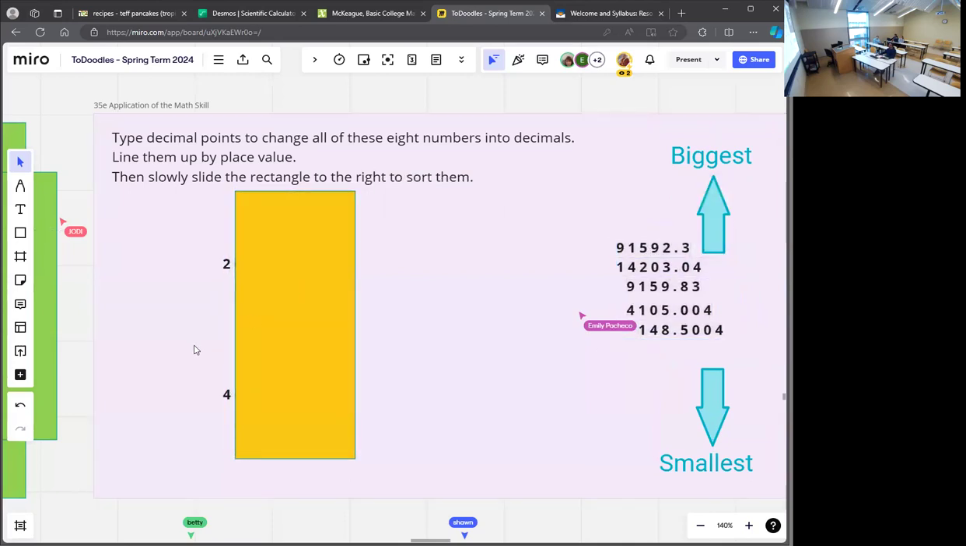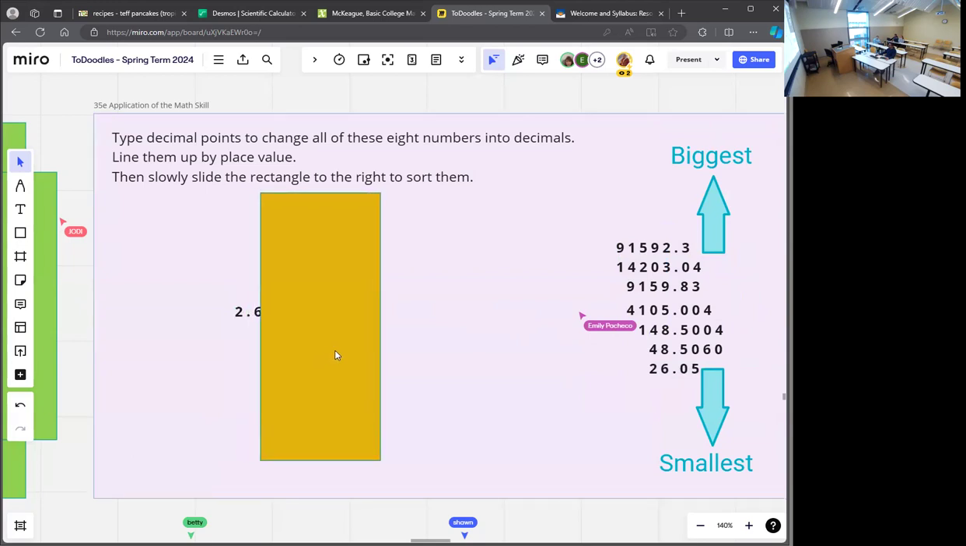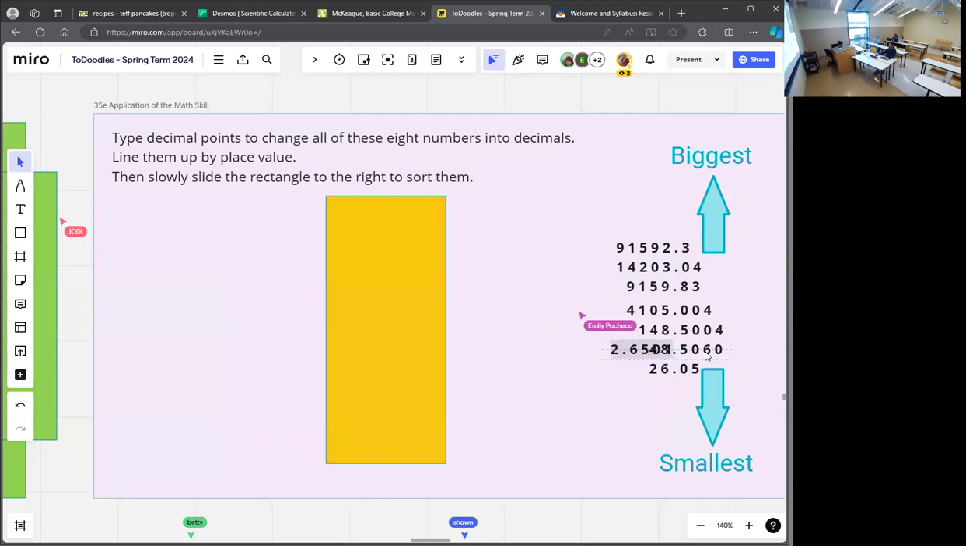Keep sliding, there's a 4 and a 2. So 48 and 26, any more? 2 point something, there we go. Okay, everyone okay with decimal sorting? Yes.